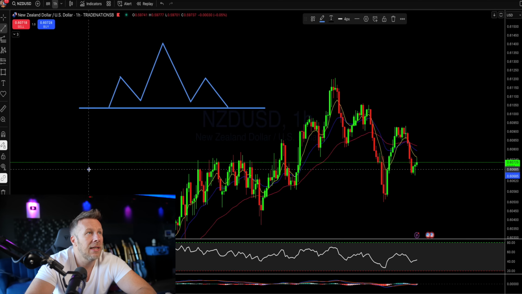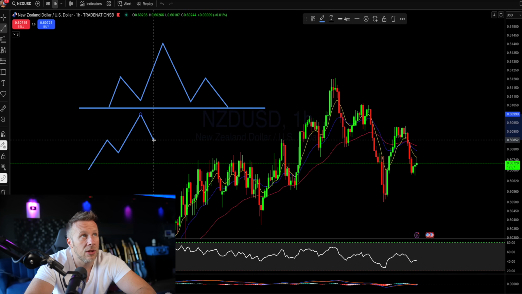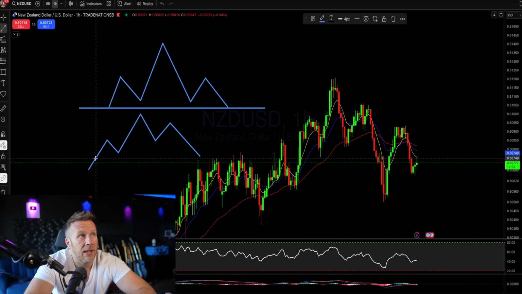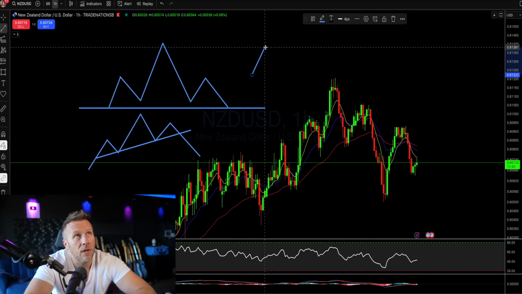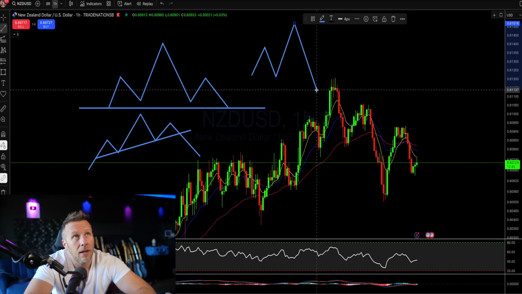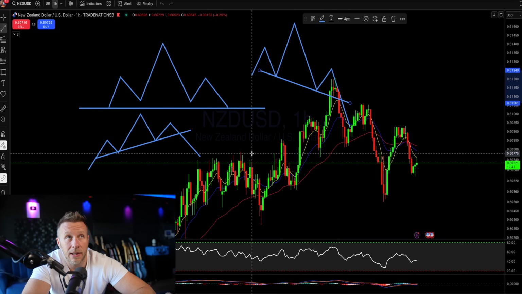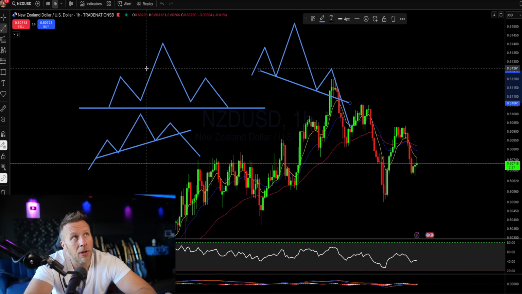Then you've got the upward slanting head and shoulders, which looks like this, where you've got the upward slant neckline. And finally, you've got the downward sloping head and shoulders, which looks like this, where you've got a downward sloping neckline. Now, which one of these is the most common?